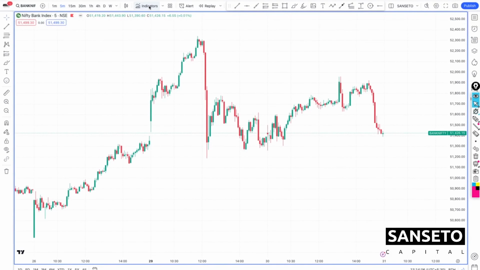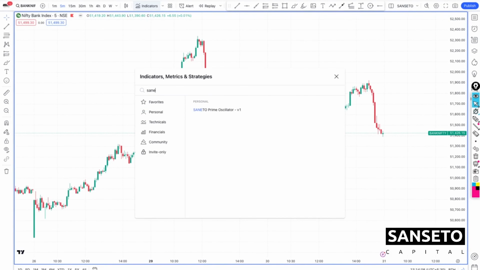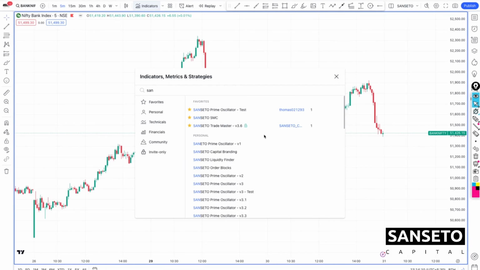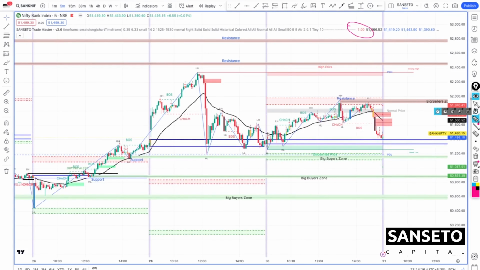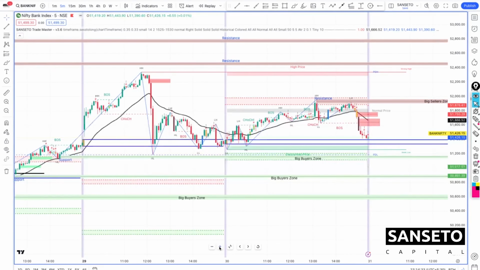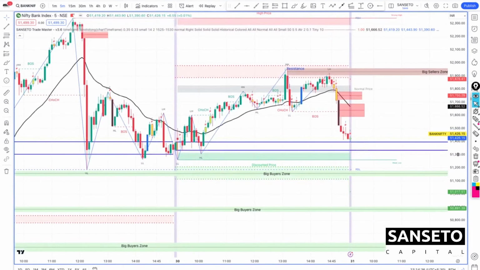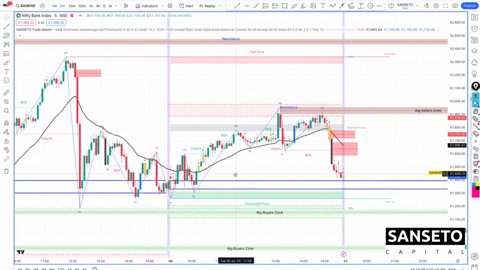Okay, let's go to the indicator. The latest released version is SANSETO Master 3.6. Just add only this indicator. The indicator is loading. Okay, the indicator is loaded and plotted. You just have to zoom in two times, one, two, so that you get a clear understanding of the market.